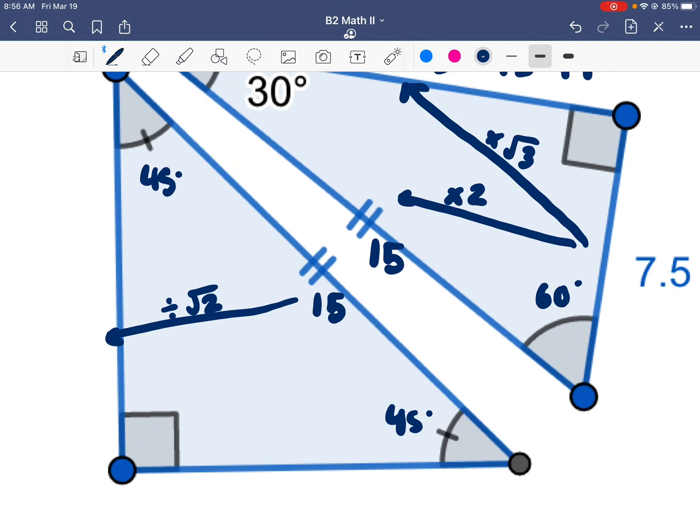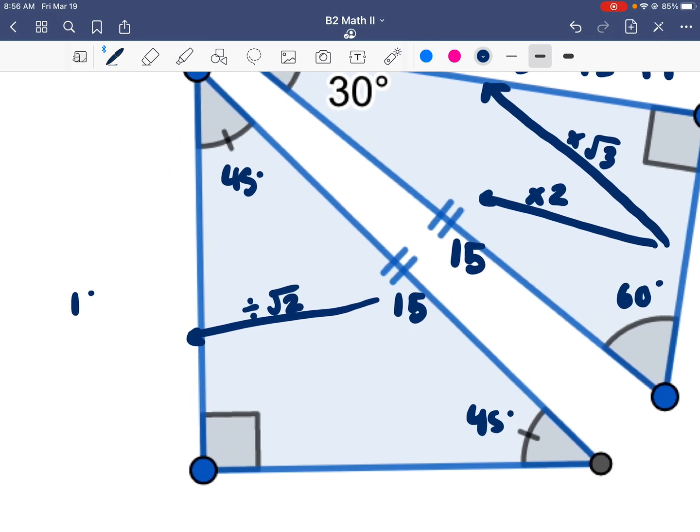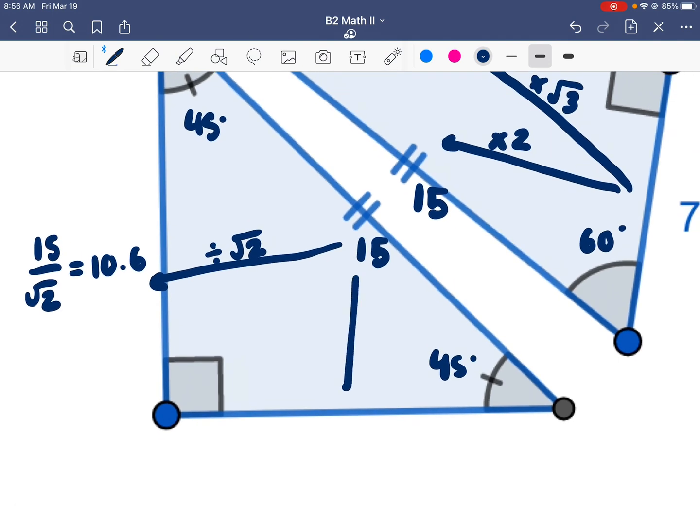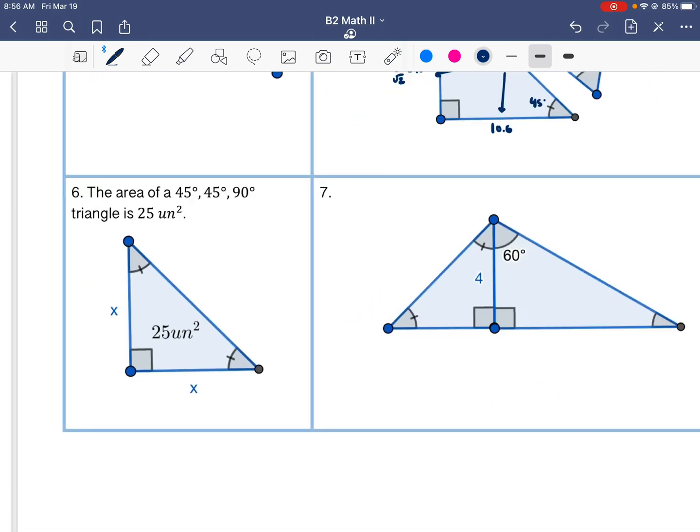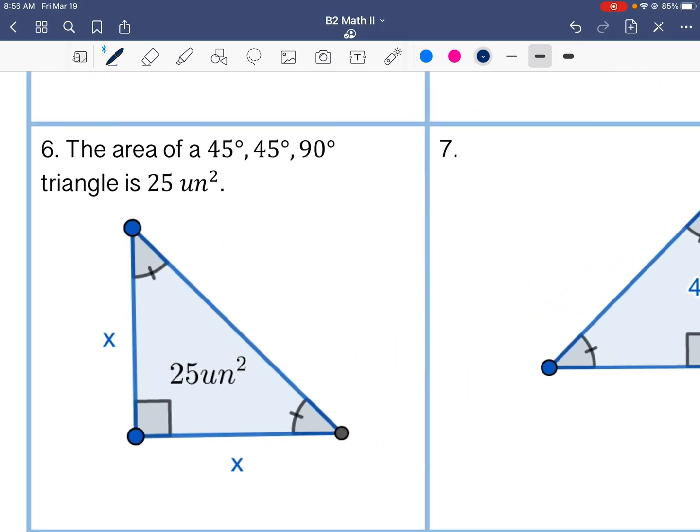Okay, so we are taking 15 and we divide by the square root of 2. I will actually write that over here. So it's 15 divided by the square root of 2 is 10.6. And both of these sides are the same. So also here is 10.6. Lovely. Okay.